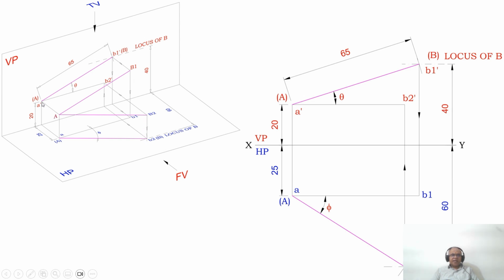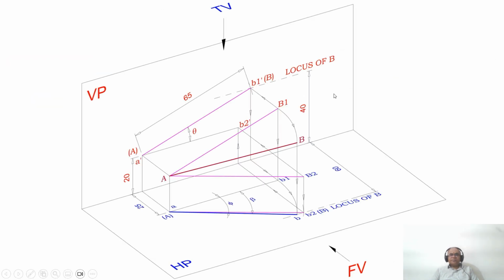Then only the line is parallel to XY in the front view. Since the line is parallel to XY in the front view, obviously that line will be in true length in the top view. So this is how you will be able to analyze it. Now I need to find the top view and front view. So how to do that?